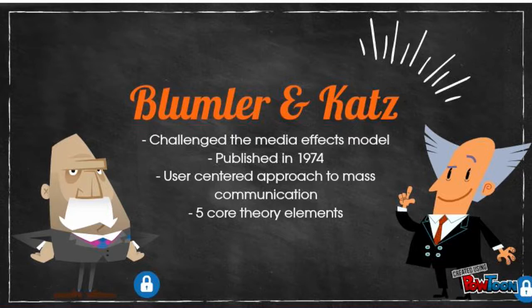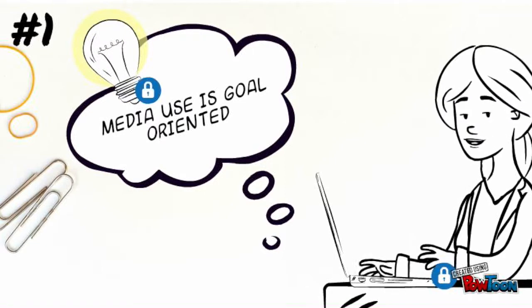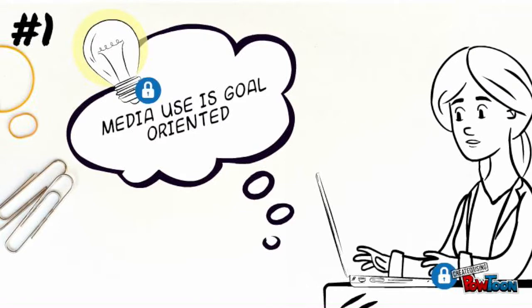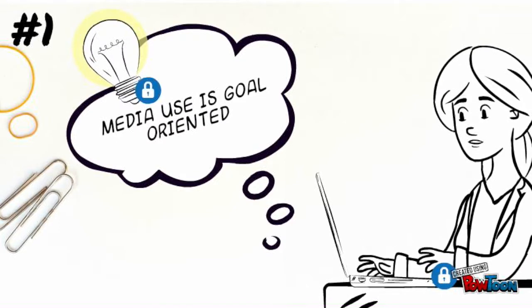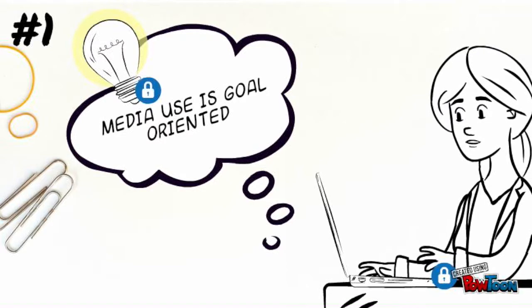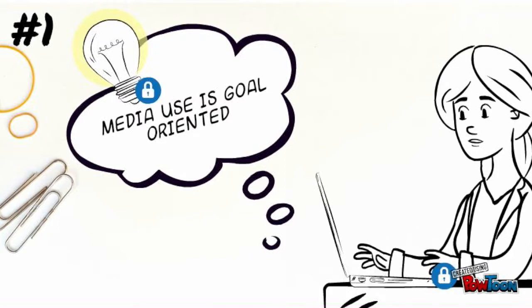Let's review. The first core element in the uses and gratifications theory is that media use is perceived to be goal-directed. We know exactly where to find the information we need. Whether you're looking for that one cat video that you love or searching for information for a research paper, you as the audience are fully aware of the type of media you are looking for.